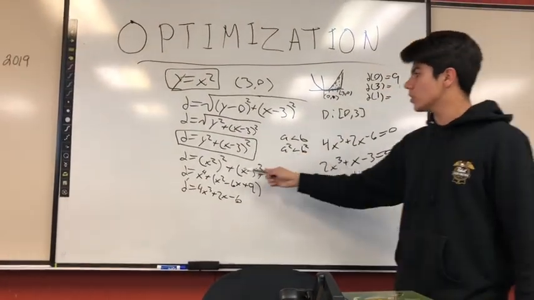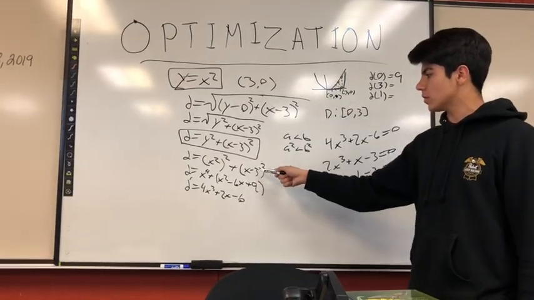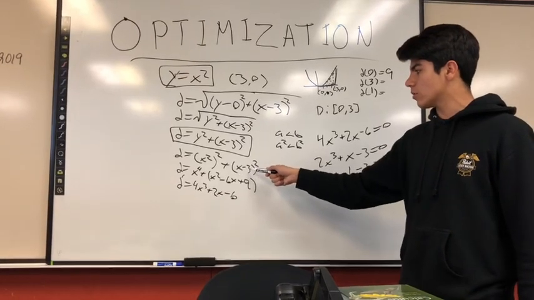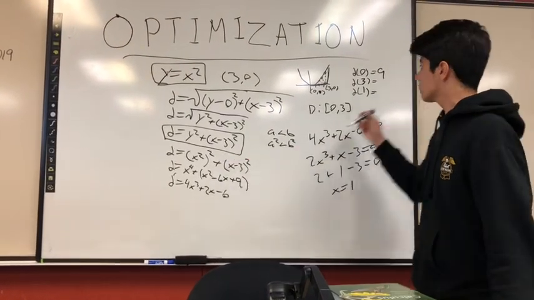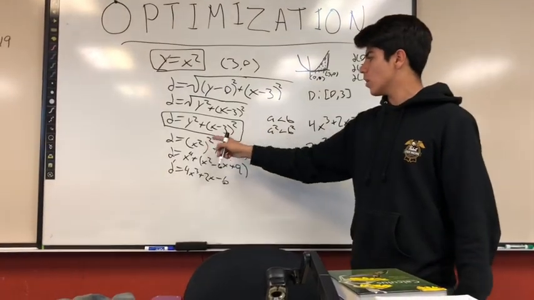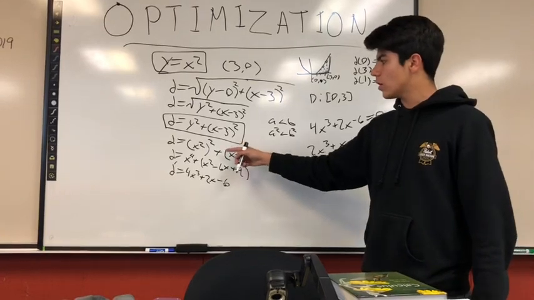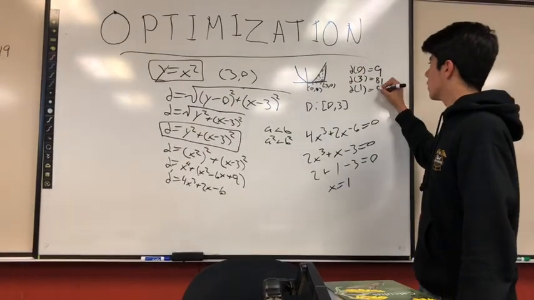And if we do d of 3 here, we're going to get 3 squared, which is 9, squared is 81, plus 3 minus 3 squared. So 3 minus 3 is 0, squared, plus 81. It'll be 0 plus 81, which is 81. Now d of 1 is going to be 1 plus 1 minus 3. 1 minus 3 is negative 2, squared is 4, and 4 plus 1 is 5.